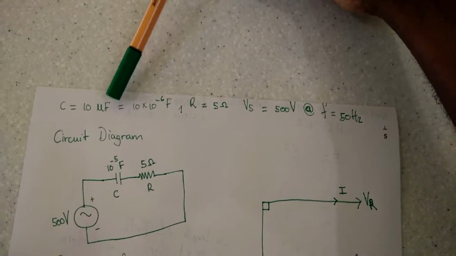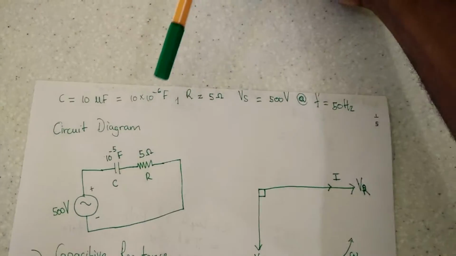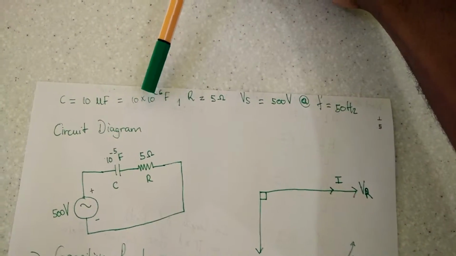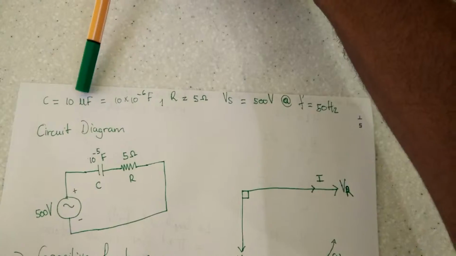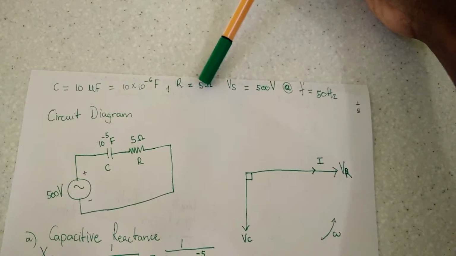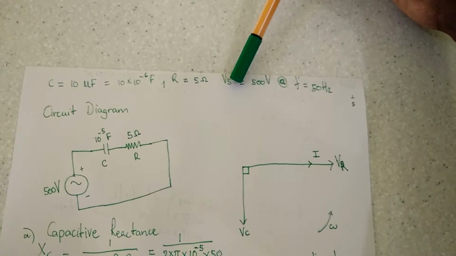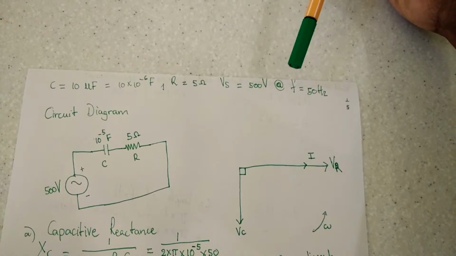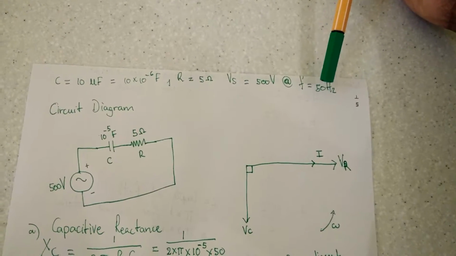We were told that the capacitance is 10 microfarads, which is the same as 10 by 10 to the minus 6, because micro is 10 to the minus 6. Now the resistance is 5 ohms, the supply voltage 500 volts, and the frequency is 50 Hz.